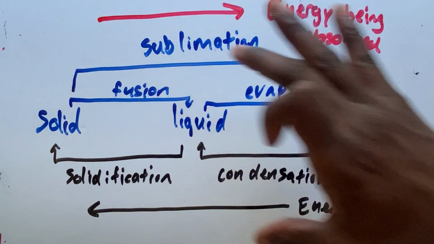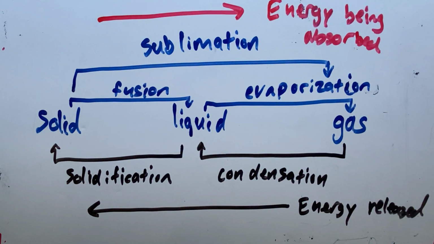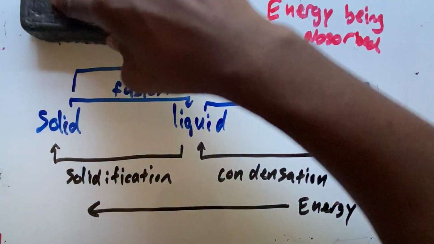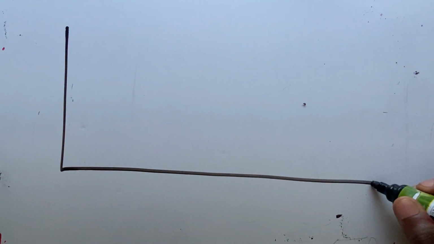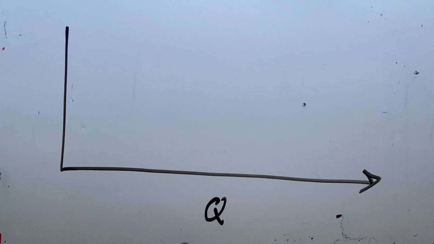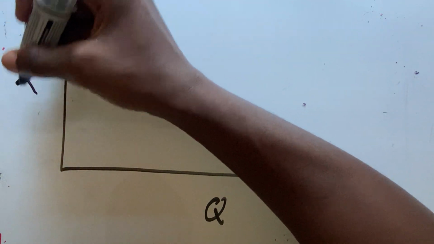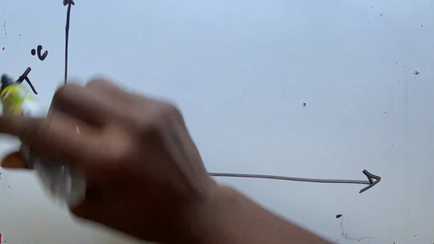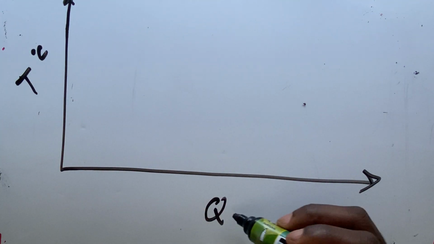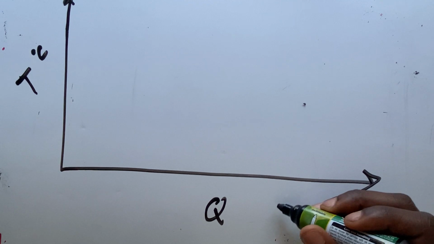So let me show you these phases of matter in a different way. If I were to draw a chart here, down here on the x-axis is the heat. So this is us adding heat to something. If you add heat to something, then the temperature is going to increase. And so over here is going to be the temperature. You can say that's the temperature in Celsius, and this is the heat in, let's say, calories.